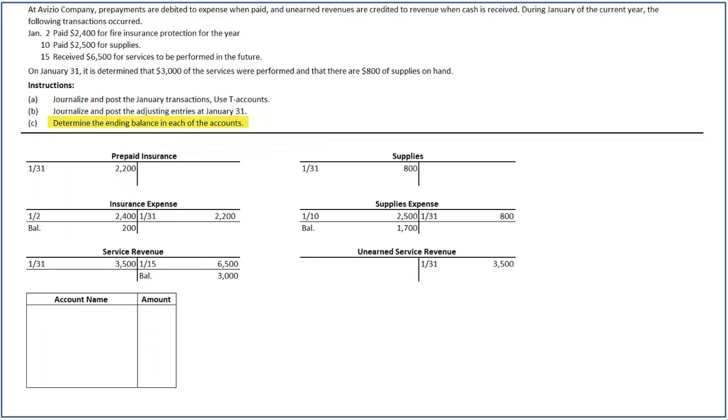Thus, at the end of the month, the closing balances are: prepaid insurance is $2,200, supplies is $800, unearned service revenue is $3,500, service revenue is $3,000, insurance expense is $200, and supplies expense is $1,700.